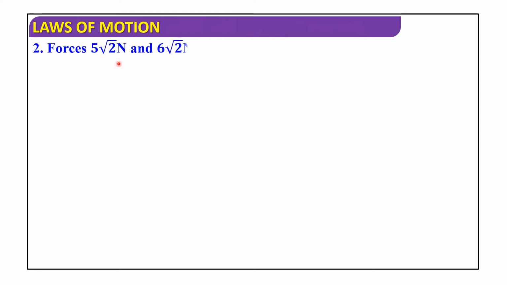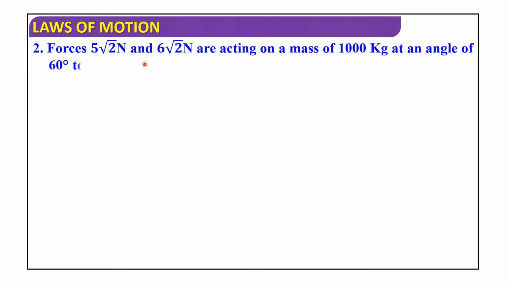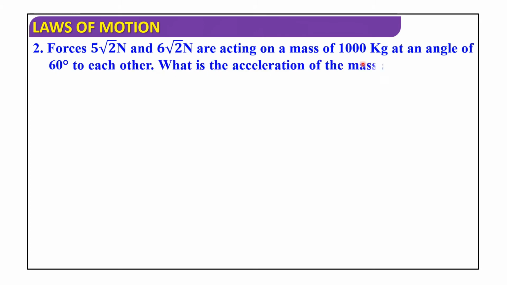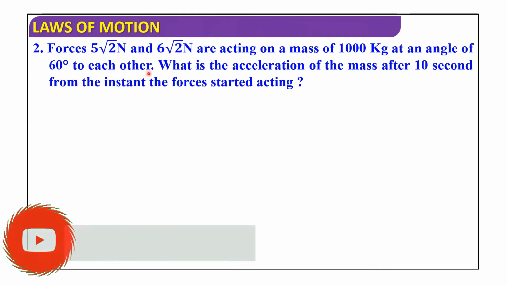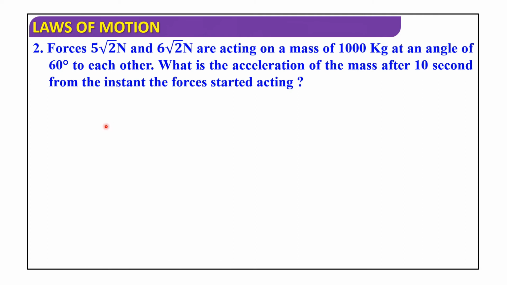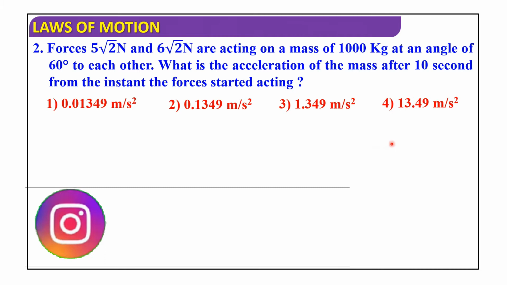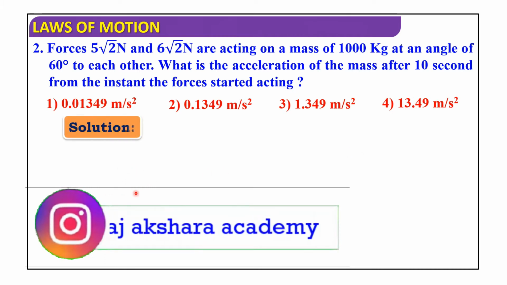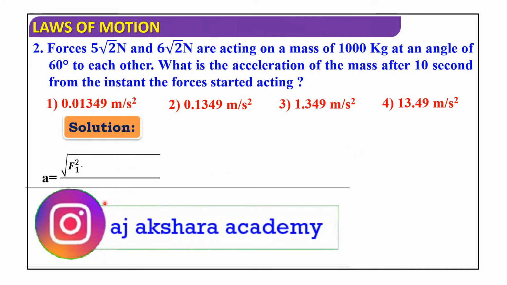Second one: forces 5 root 2 newtons and 6 root 2 newtons are acting on a mass of 1000 kilogram at an angle of 60 degrees to each other. What is the acceleration of the mass after 10 seconds from the instant the forces started acting? Here they gave the 4 options. Which option is correct? Let us discuss. Now let us go to the solution.